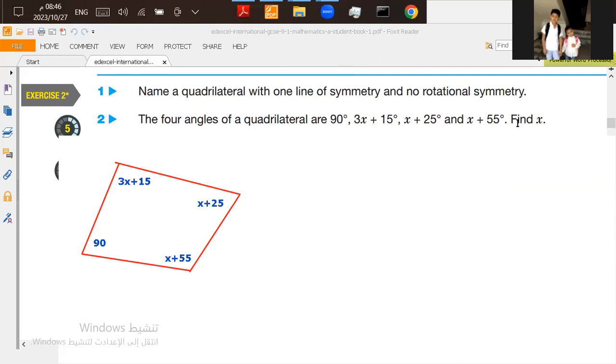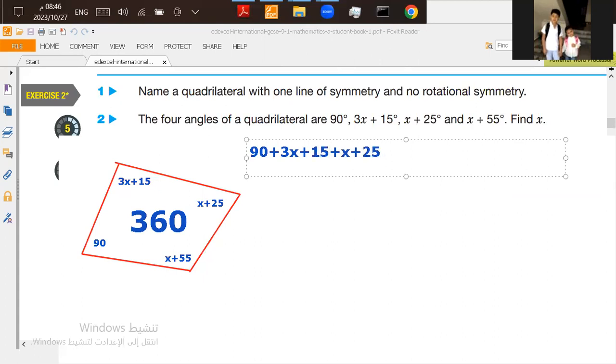We need to find x. That's the question. So what am I going to do? I know that the sum of all of them will be 360. This is the information I know and always work with in quadrilaterals: their sum is 360. It means we add them together and make them equal 360, and then I find x. That's the idea. So let's do it here. We say their sum is 90 plus 3x plus 15 plus x plus 25 plus x plus 55, and then equals 360. This is the first step.